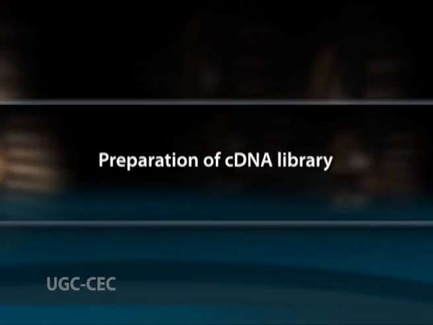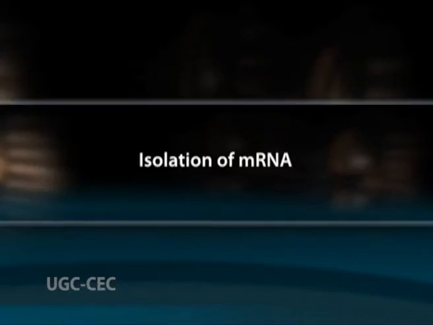Preparation of cDNA library. The various steps for preparation of a cDNA library are as follows. Isolation of mRNA. The total mRNA is isolated from the cell or tissue of interest where the desired gene is expressed. Because eukaryotic mRNAs contain a poly A tail at the 3' end, they can easily be separated from other types of RNA like rRNA and tRNA molecules present in the cell.